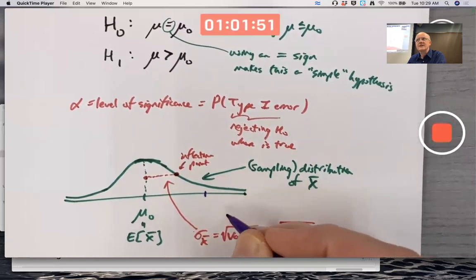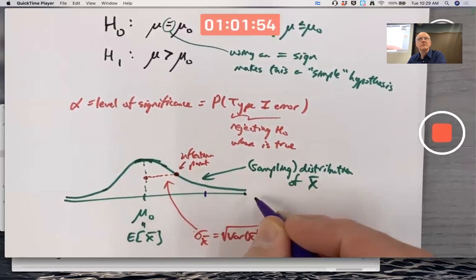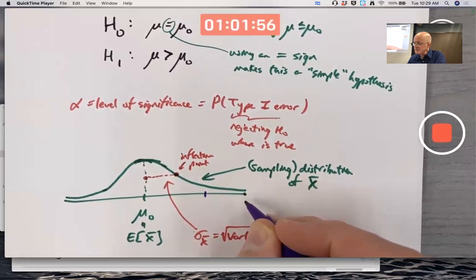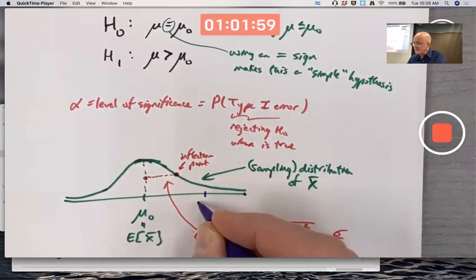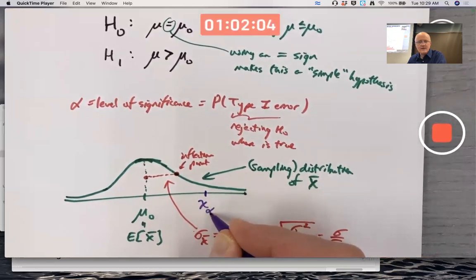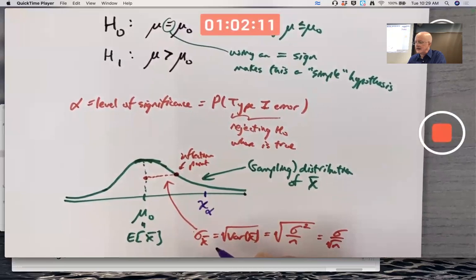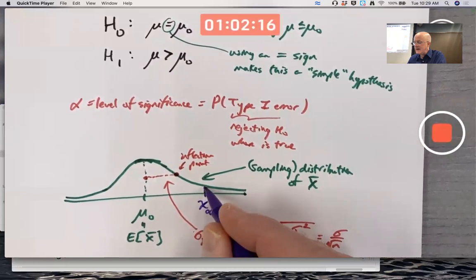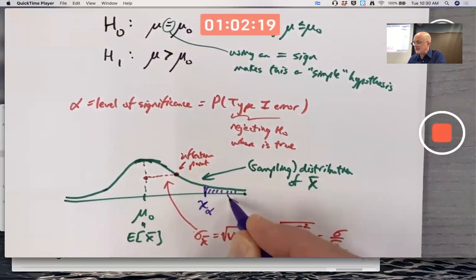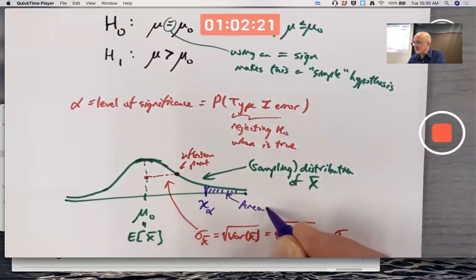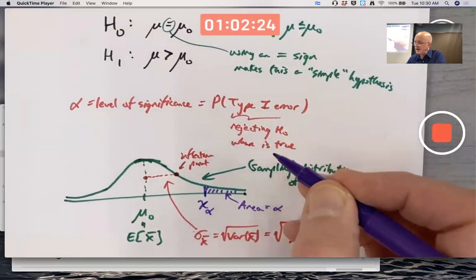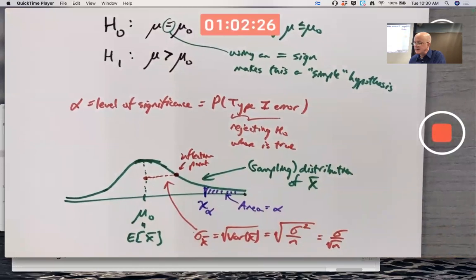And for a right-tailed test, it's going to be a region to the right of some critical number. How about X sub alpha? Okay, that's an X, it's not a chi. My cursive X's look like chi sometimes. But X sub alpha, the area to the right of that is alpha. And that is the probability of a type 1 error, because this is going to be the rejection region.